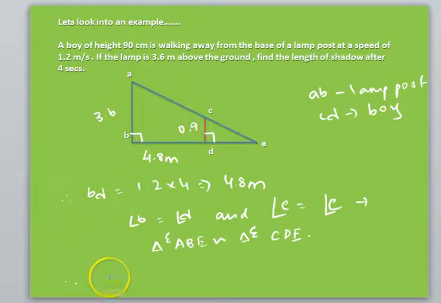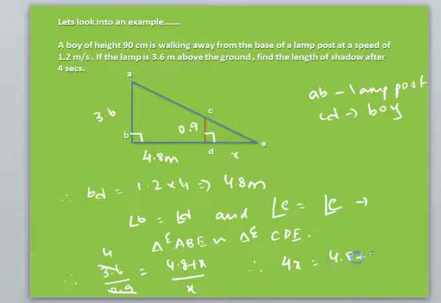So I can write AB, that is 3.6, by CD, that is 0.9, is equal to, we have to find out DE, which I call X over here, so it is equal to AE, which is 4.8 plus X, by DE, which is X. Now 0.9 goes 4 times, therefore 4x is equal to 4.8 plus x. 4x minus x gives me 3x, and x is equal to 4.8 by 3, which is equal to 1.6 meters.